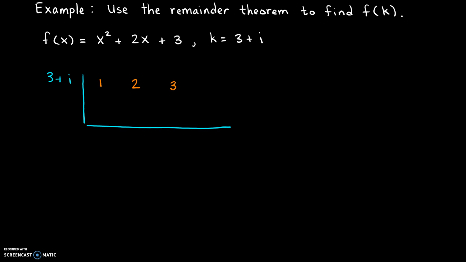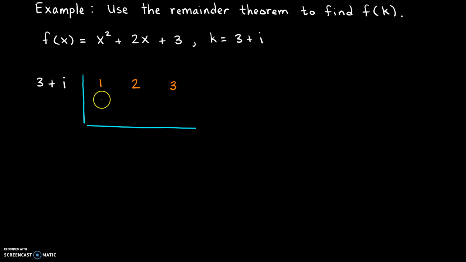And notice that we're not missing any powers of any kind. The highest power here is a square, so we should have a 2, a 1, and then no power at all, and that's exactly what we have. So we don't have to fill in any missing zeros. Here I'm just going to rewrite the 3 plus i. We're going to use 3 plus i as our k value, and follow the process for synthetic division.